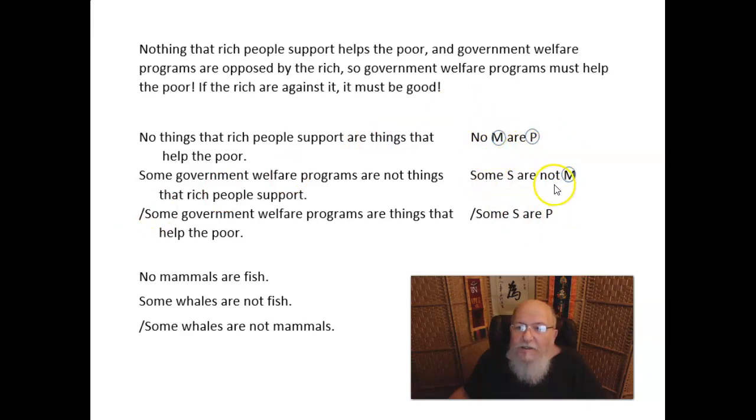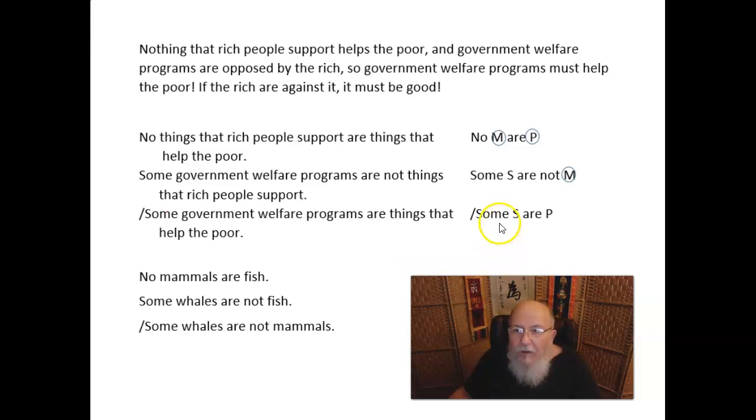Now, we put this in universal form. We get no M are P, some S are not M, and some S are P. No problem with that, right? The middle term's distributed, but there's another problem. We've got a universal negative, a particular negative, and a particular affirmative, right? What is it? It's an EOI-1, right? And it breaks our rule. So if we have a counterexample, we could say, well, that's as if you said no mammals are fish. Some whales are not fish, so some whales are not mammals.